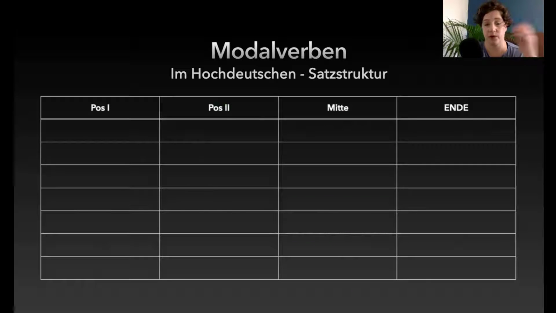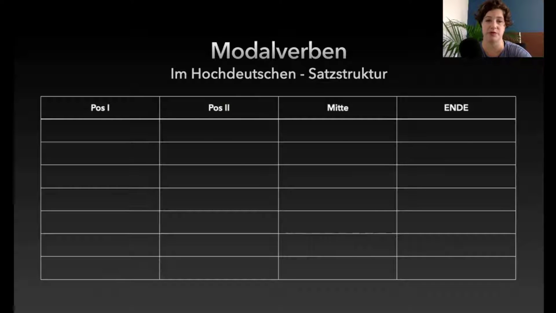Okay, this is a typical structure of a German sentence. We have position 1, position 2, the middle, and the end. What goes on position 2? Almost always the verb, correct. So position 2 is the verb, and at the end is the other verb, correct.